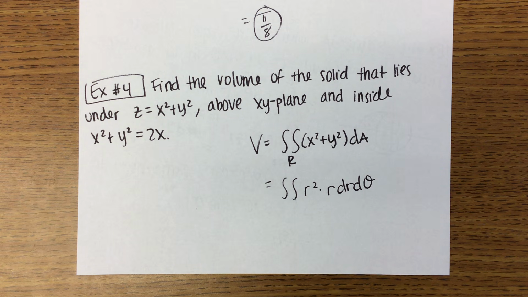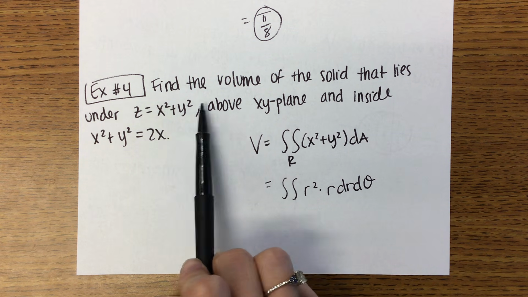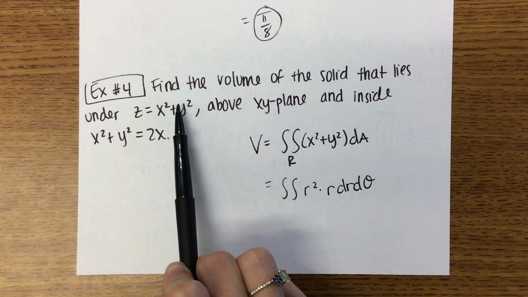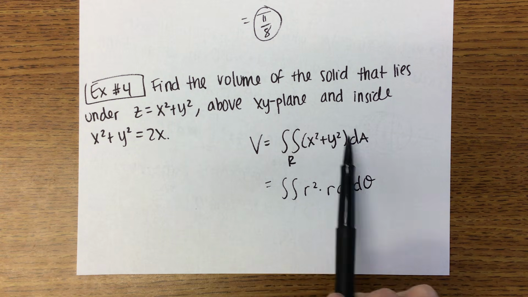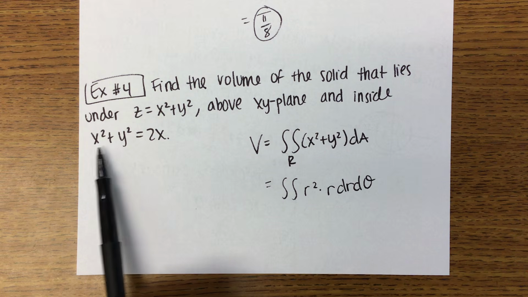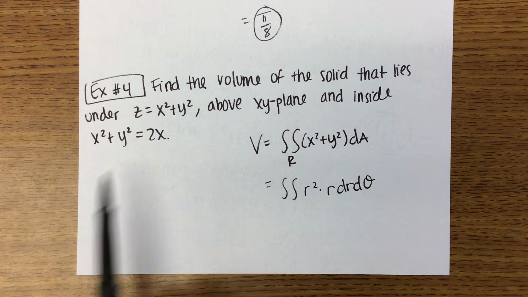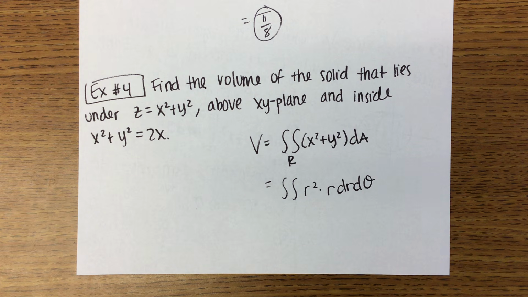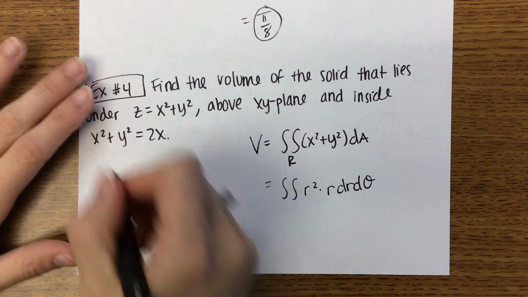Okay, so we have to figure out what our region R is. So if you could picture, we have this paraboloid. We're looking for the volume underneath it, so that's where the paraboloid goes. The paraboloid, though, it has to be inside this cylinder. So that cylinder is going to be what defines our region R. With me so far? Okay, so take that cylinder.